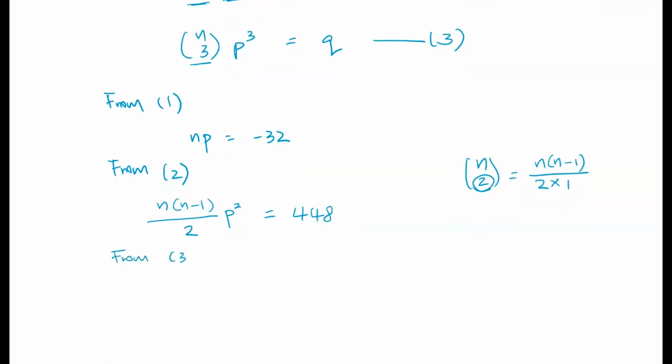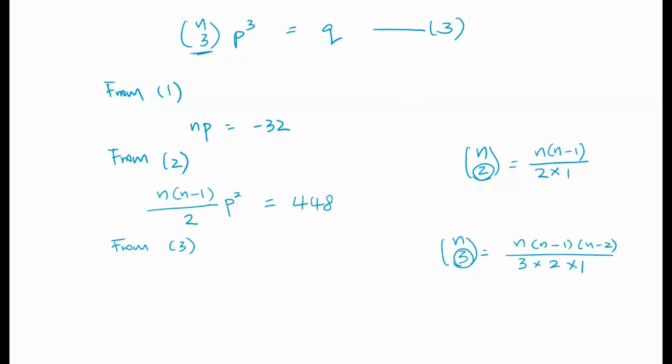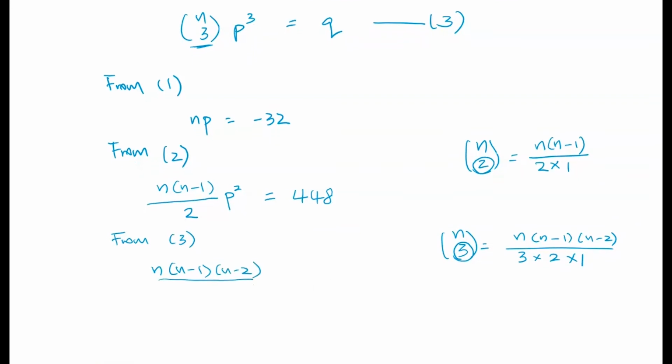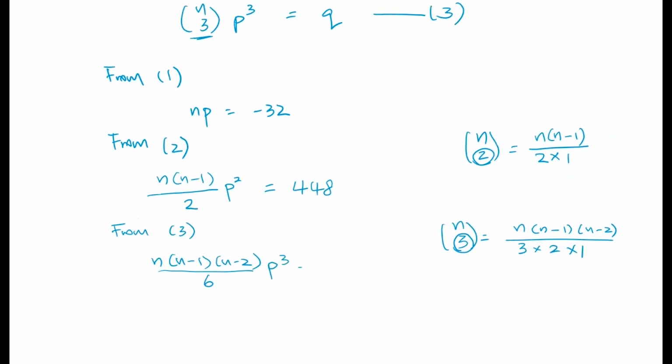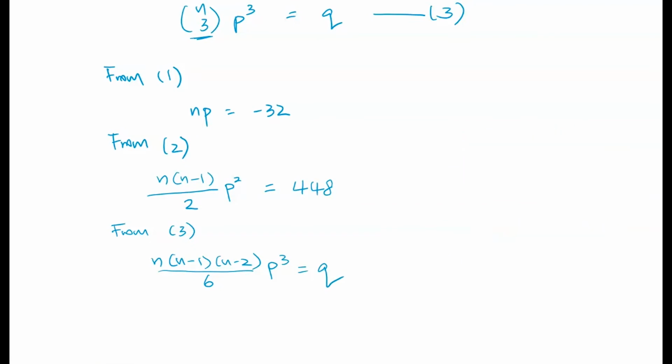Then from equation 3, we have n choose 3. We write it as n over 3. And because this is 3, we're going to have 3 factors. So it's n, n minus 1, n minus 2, and the denominator is 3 times 2 times 1. So therefore, this is n times n minus 1 times n minus 2 over 3 times 2 times 1, which is 6. So it's 6 p cubed equals q. So let me name these equations 4, 5, and 6.